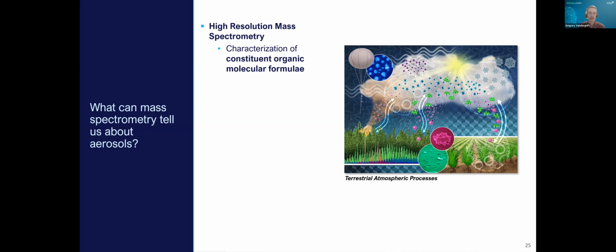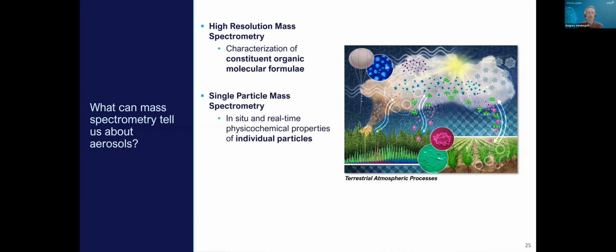This talk's going to be broken down into two specific categories, both of which are key central capabilities that we offer at EMSL. One being our high resolution mass spectrometry platforms. And the key outcome from these platforms as it pertains to atmospheric research is that we can characterize the constituent organic molecular formulae that comprise an aerosol sample. And why that's important, we'll get into in subsequent slides.